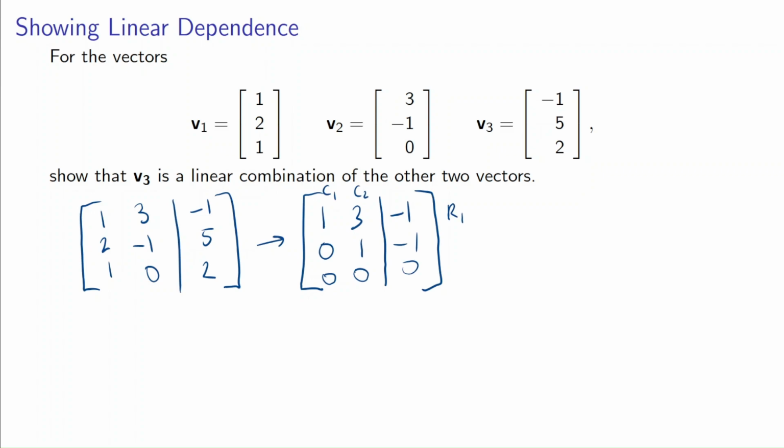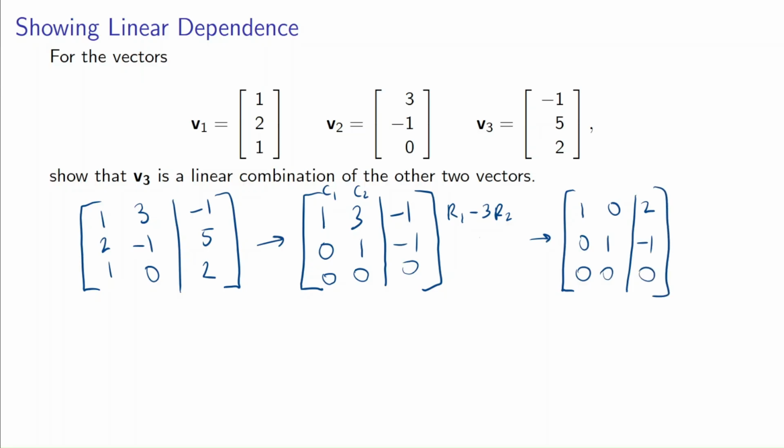So we could do R1 minus 3R2. We didn't need to do that before because we weren't trying to get this far, but here we can go 1, and then 3 minus 3 is 0, negative 1 plus 3 is 2. And then 0, 0, 0. So we do have solutions, and what we can see is that C1 would equal 2, and C2 would equal negative 1. So this tells us that 2v1 minus v2 should equal v3.